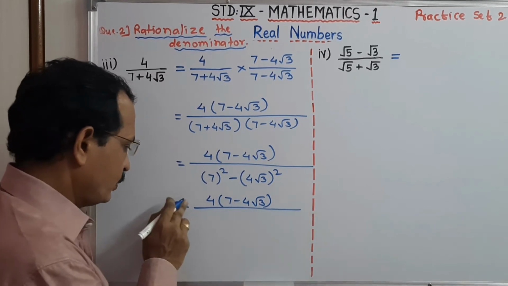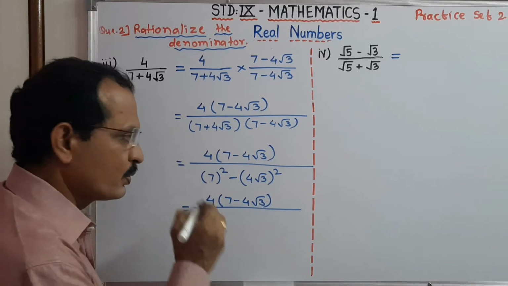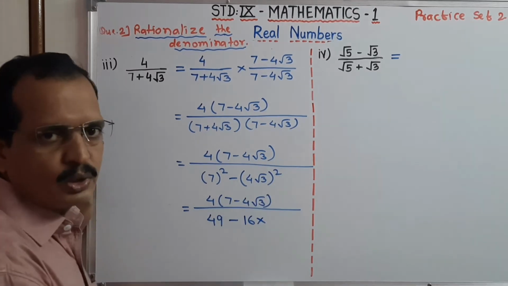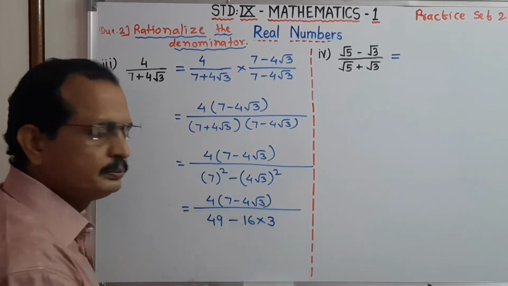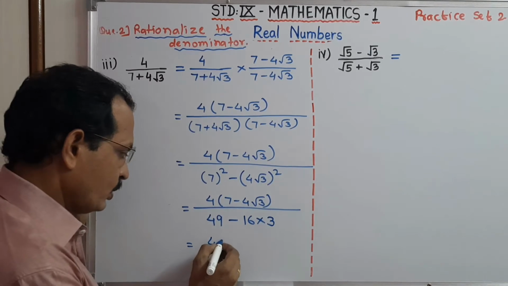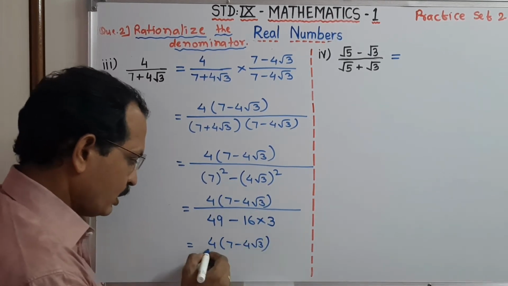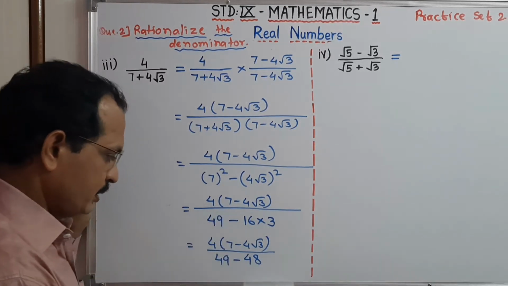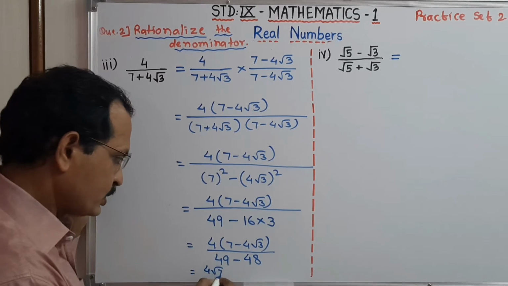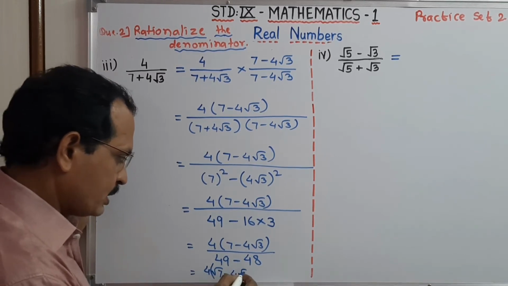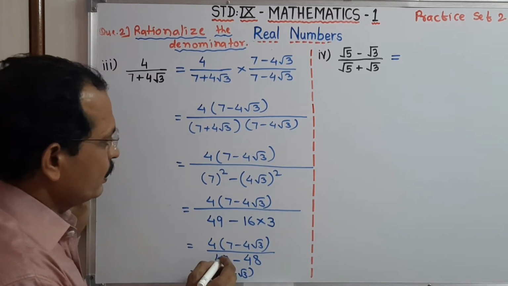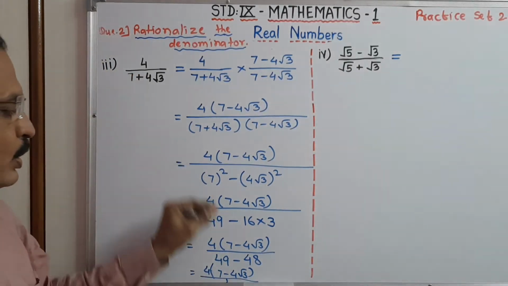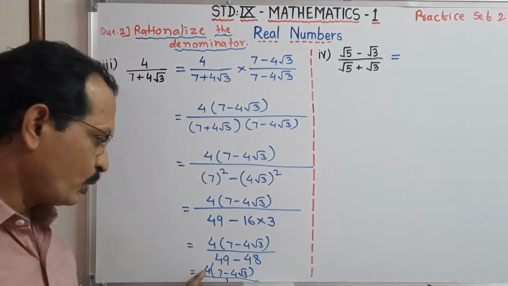Leave as it is. Now, here, the square of 7 is 49, minus the square of 4 is 16 into the square of root 3, which is 3. Now see here, 4 into 7 minus 4 root 3 upon 49 minus 16 into 3 is 48. And dear student, we get your final answer as 4 into 7 minus 4 root 3 upon 1. This is the final answer. We rationalized the denominator and here it is 1. Therefore, we get 4 into 7 minus 4 root 3.